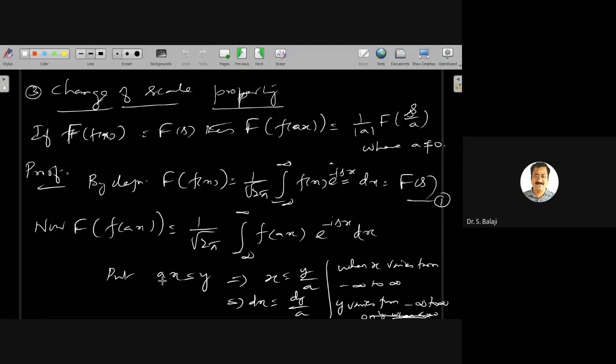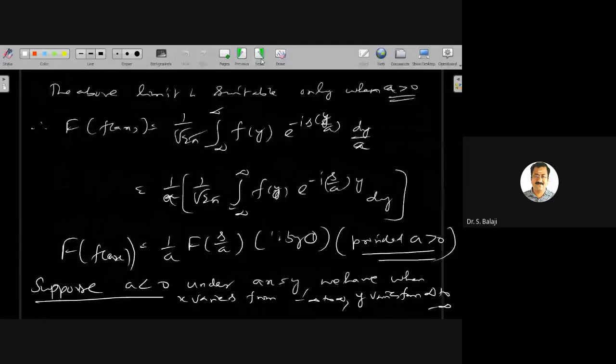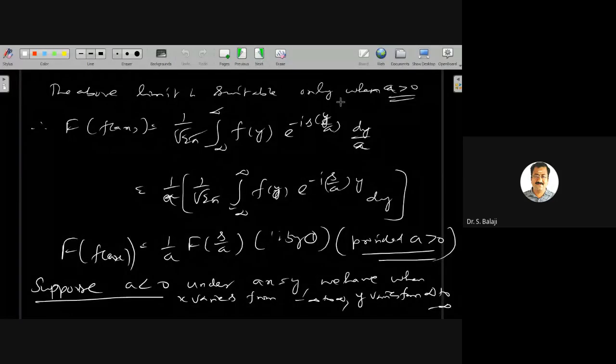Provided a is greater than 0. A is greater than 0 because a is a constant. Suppose a is greater than 0, only then this limit is possible: y varies from minus infinity to infinity, x varies from minus infinity to infinity. Only the above limit is suitable when a is greater than 0.